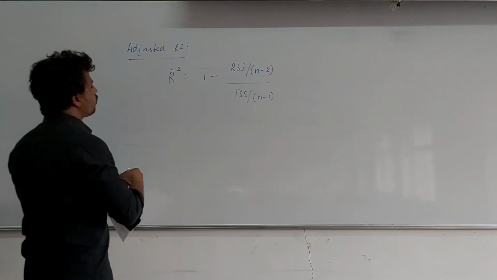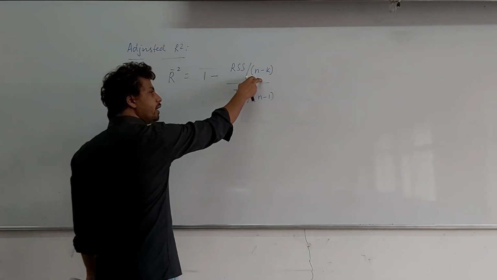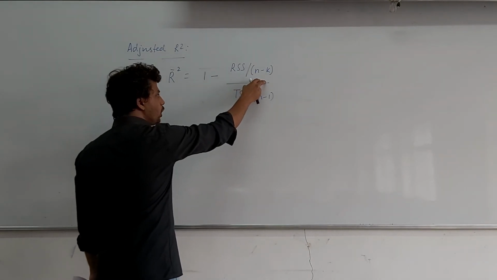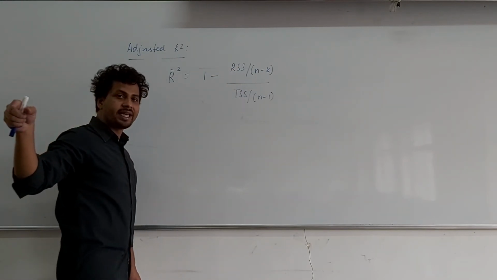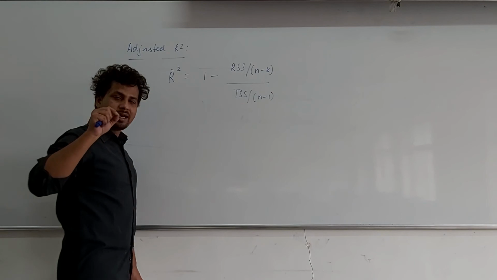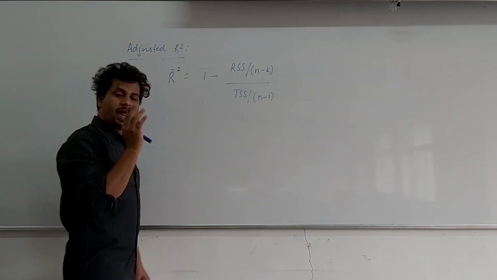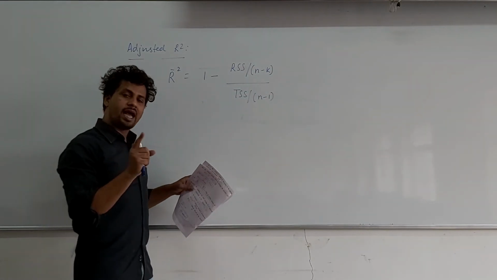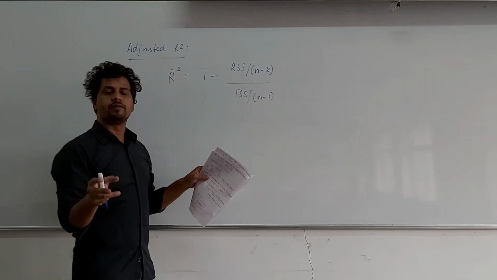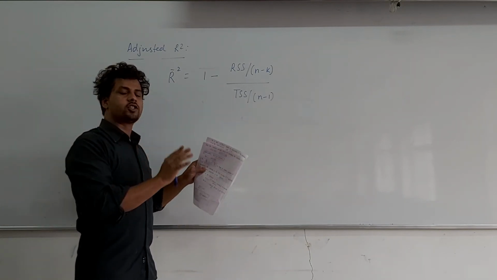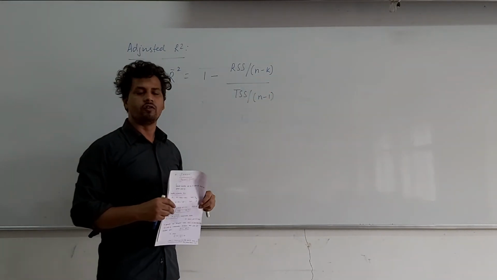So adjusted R square is 1 minus RSS, that is the residual sum of squares, divided by its degrees of freedom. Why is the degrees of freedom n minus k over here? RSS is what? E transpose E, and how do you get E? Y minus beta 1 minus beta 2 x2 and so on. So in order to calculate this RSS, you first need to calculate the k number of estimators. If you have n total observations, you use k of them to estimate those estimators, so you are only left with n minus k degrees of freedom.